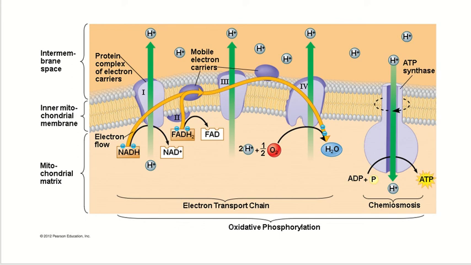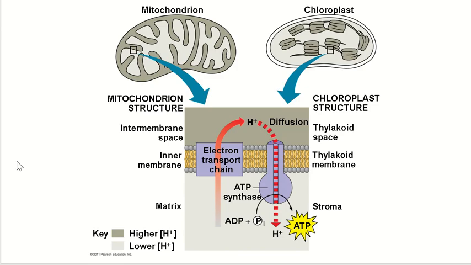And so as a whole, both electron transport chain and chemiosmosis make up oxidative phosphorylation. And again, for aerobic respiration, most ATP are produced via oxidative phosphorylation. Now, since there is somehow a similarity between the creation of proton gradients in the mitochondrion and the chloroplast, let us take a look at this figure.